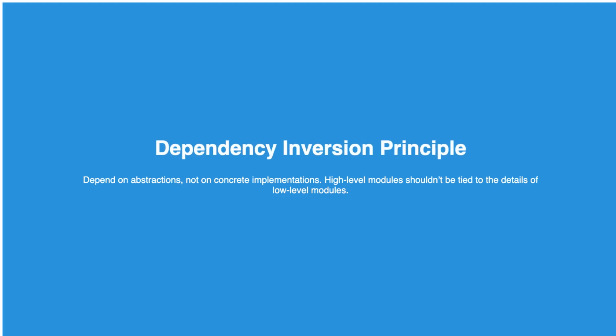Picture a car with a universal slot for the stereo. The car doesn't care if it's a cassette deck, a CD player, or Bluetooth. That's because it expects an interface, not a specific brand. In code, this means injecting an abstraction so you can swap concrete implementations freely.